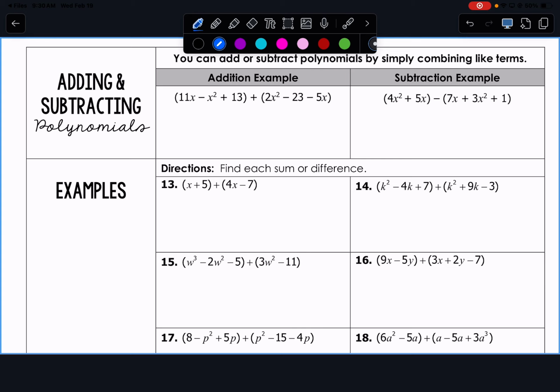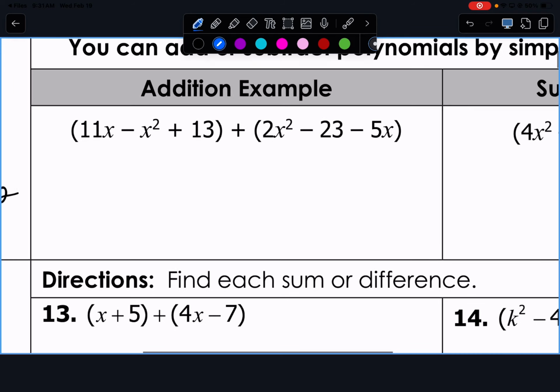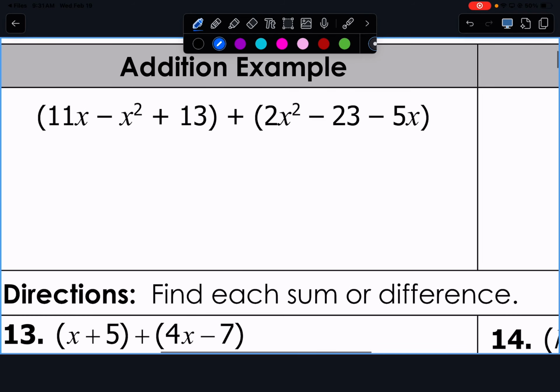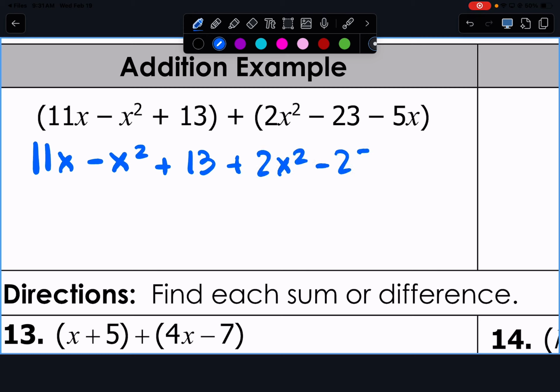All right. Adding and subtracting polynomials. This is literally the exact same as combining like terms, except we're looking at two separate polynomials being combined. For adding, if I say plus -7, what is that the same as saying? Minus 7, right? Whenever we add, our signs don't change. So this is the same thing as 11x minus x squared plus 13 plus 2x squared minus 23 minus 5x.